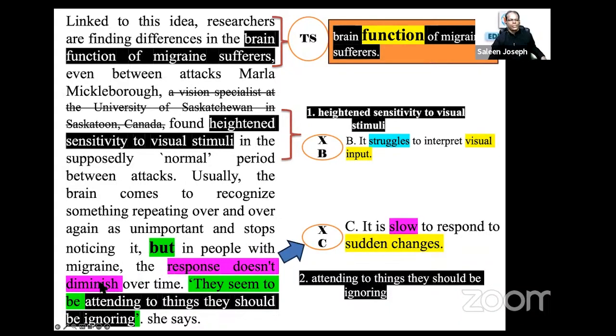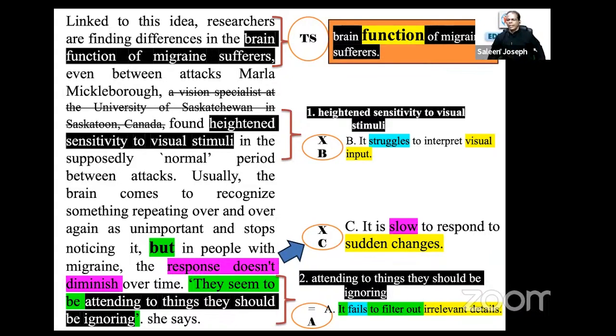See, response doesn't diminish. In people with migraine, the response doesn't diminish. It is opposite to option C. Option C says it is slow to respond to sudden changes, but the text says the response doesn't diminish. It is not slow. Just opposite to option C. Attending to things they should be ignoring, see? So this is A. Attending to things they should be ignoring is the paraphrasing of option A.